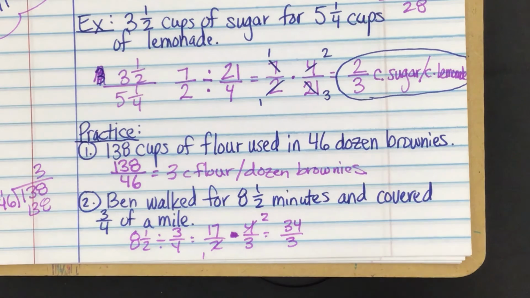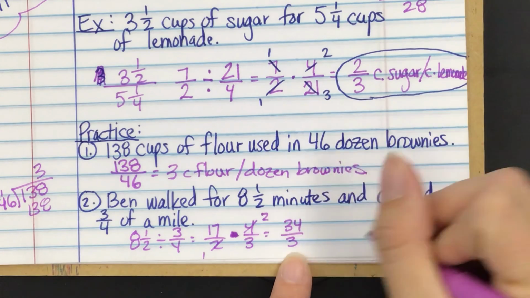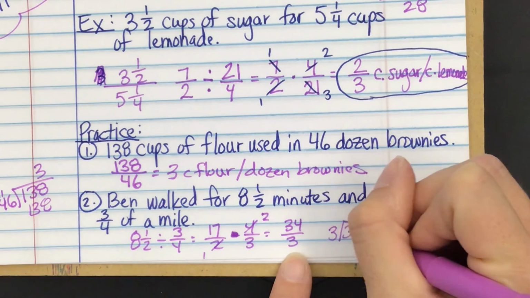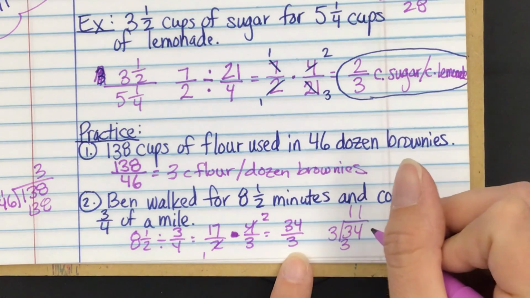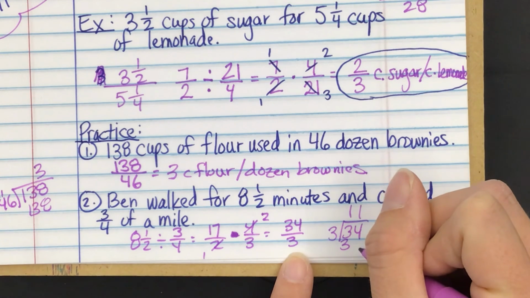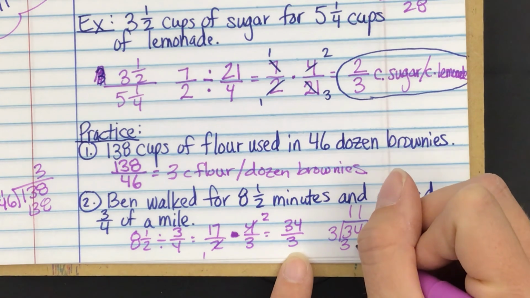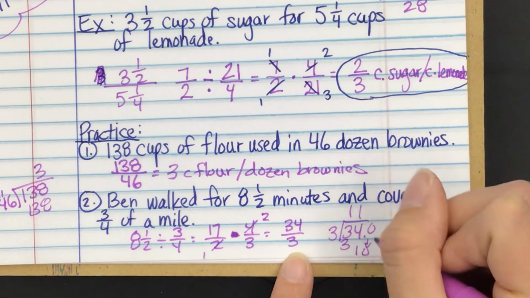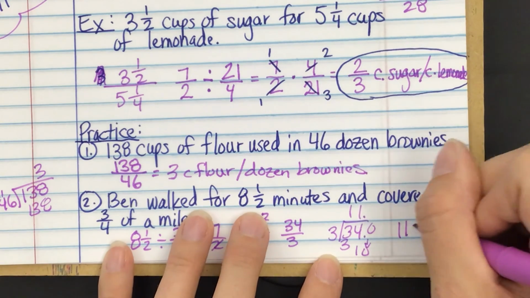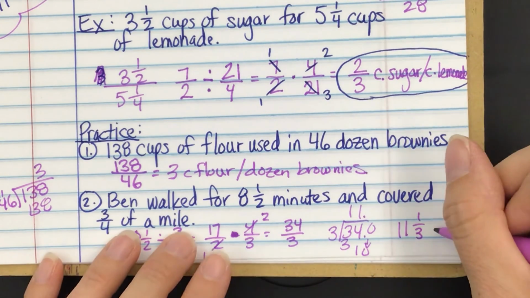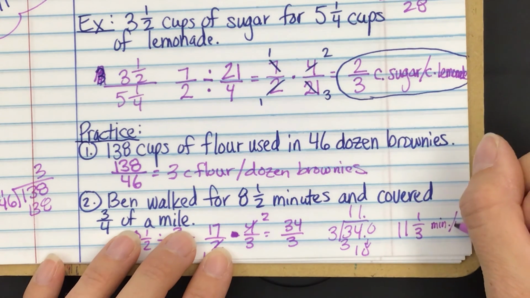Okay, they're not always gonna be pretty. So if you have to divide like this, you would have to divide to get it down to the unit rate. So just make sure that you round to the nearest hundredth. This is actually going to be a repeating decimal, so maybe we should just leave this as 11 and 1/3. And this is minutes per mile.